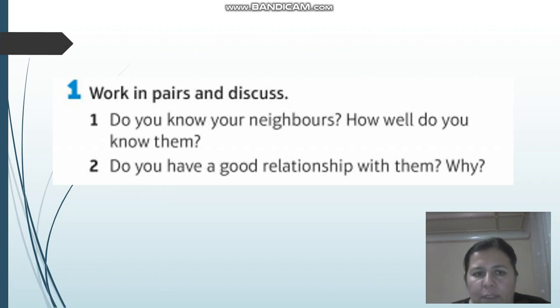Work in pairs and discuss. Do you know your neighbors? How well do you know them? Do you have a good relationship with them? And if you're not, why?